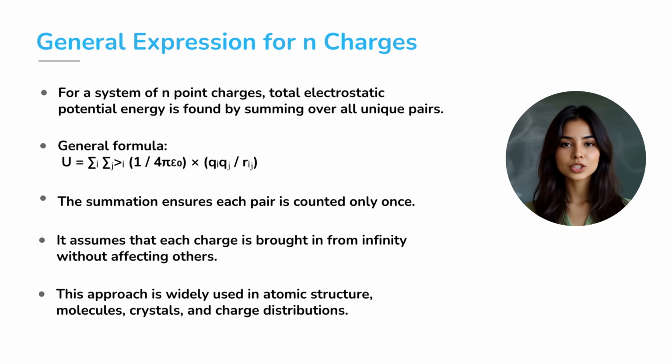So, how do we handle n charges in a system? It's just an extension of the same idea. You calculate the potential energy between each unique pair and add them all up. The formula becomes U equals the double summation over i and j greater than i of 1 by 4 pi epsilon naught into qi into qj divided by rij. Why double summation? Because we want to ensure that each pair is considered only once. This is especially useful in physics and chemistry, where multiple charges interact in a molecule, crystal lattice, or capacitor plate. It allows us to calculate how much energy is inherently stored in that configuration.